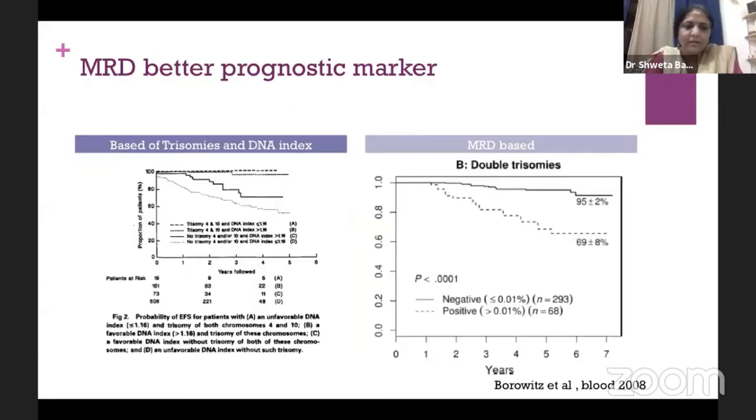Similarly, coming to the trisomies and DNA index, double trisomies are always considered a robust or good prognostic feature. But when you compare it with the MRD, those patients who are MRD negative, having double trisomies, do definitely well. They have almost 95% survival. But those patients who have double trisomies with MRD positive don't have a survival of more than 70%.